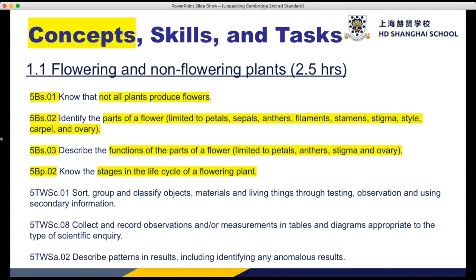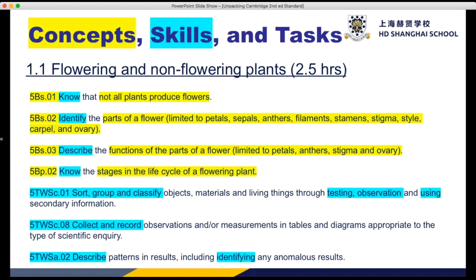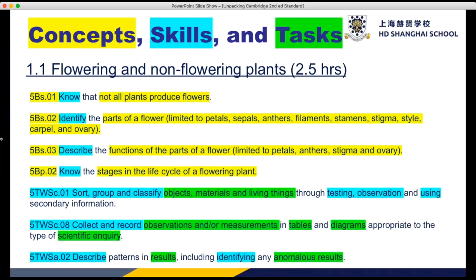The skills are all the TWs, and so that is sorting, grouping, classifying, testing, observing, collecting, and recording, and describing and identifying. Built into the skills, there are some included tasks that we'll have to cover, including using objects, materials, and living things. We're going to have to do observations and measurements. We're going to have to create tables and diagrams and conduct scientific inquiry. And we're going to have to look at results and look at anomalous results.